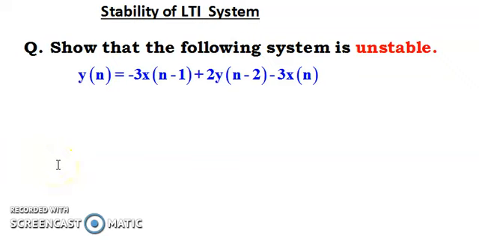So in this video we have taken an equation on stability of systems. The equation is y[n] = -3x[n-1] + 2y[n-2] - 3x[n]. This equation represents a causal system since there is no future term in this equation.